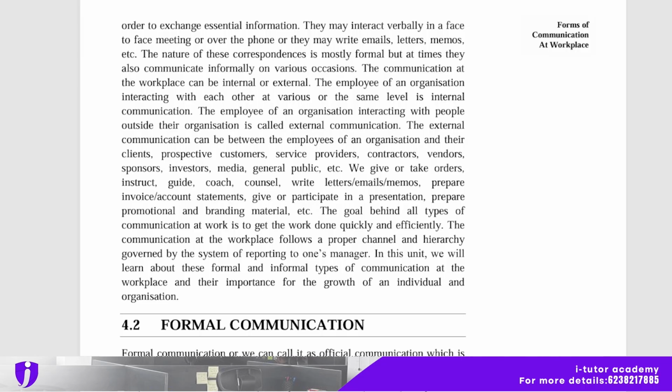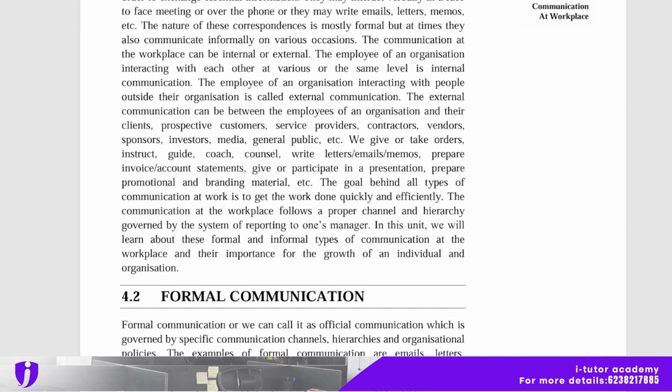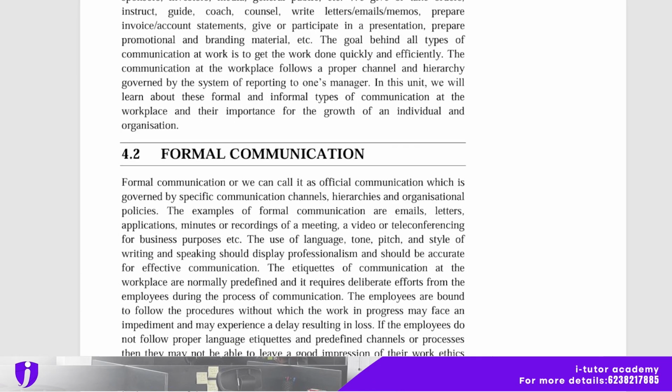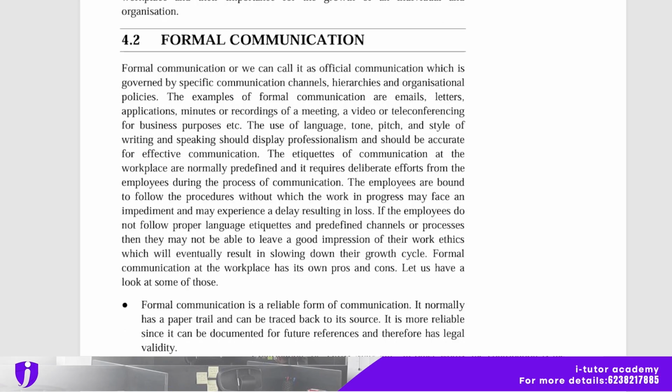We give or take orders, instruct, guide, coach, counsel, write letters, emails, memos, prepare invoices, account statements, give and participate in presentations, prepare promotional and branding material, etc. The goal behind all types of communication at work is to get the work done quickly and efficiently. The communication at the workplace follows a proper channel and hierarchy governed by the system of reporting to one's manager. So in this unit, we will learn about these formal and informal types of communication at workplace and their importance for the growth of an individual and organization.